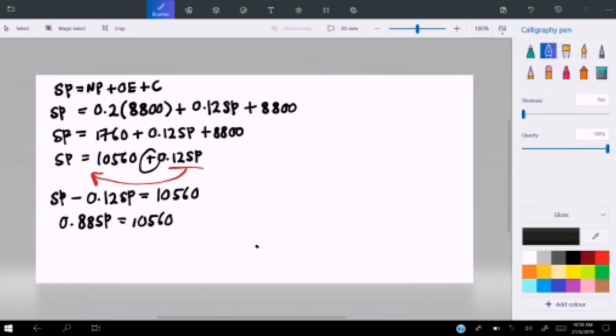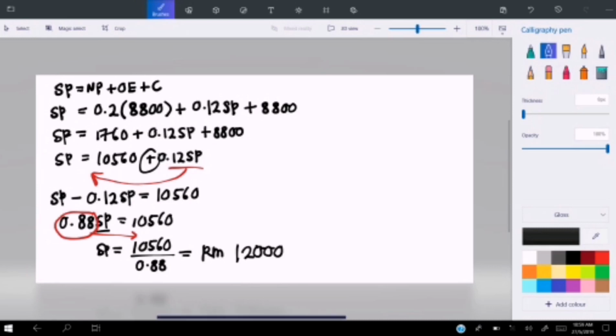So how to get this SP? So what we have to do is that we'll have to bring this 0.88 to this side. So what happens is that we have to use the division. So 10,560 divided by 0.88. So we use your calculator, 10,560 divided by 0.88. So you'll have RM 12,000. Okay, so now we get the SP.